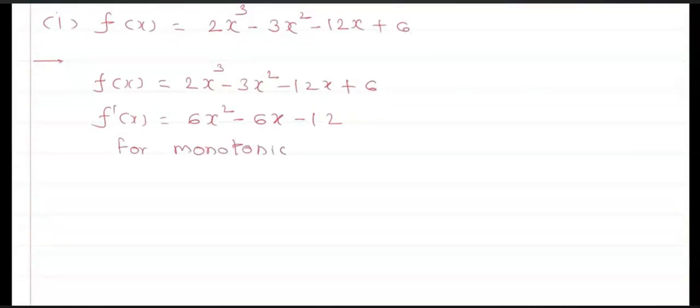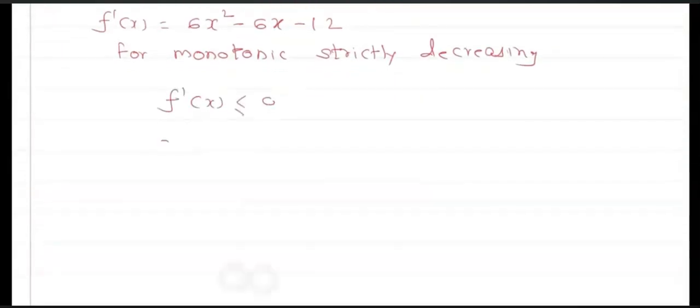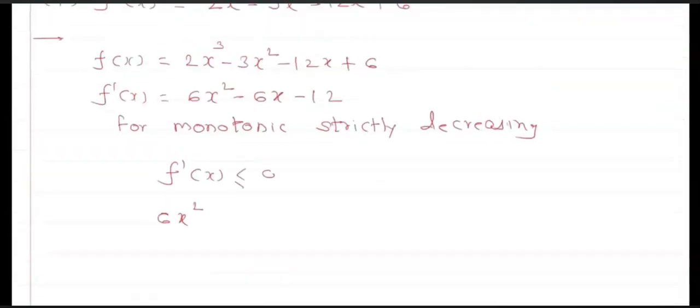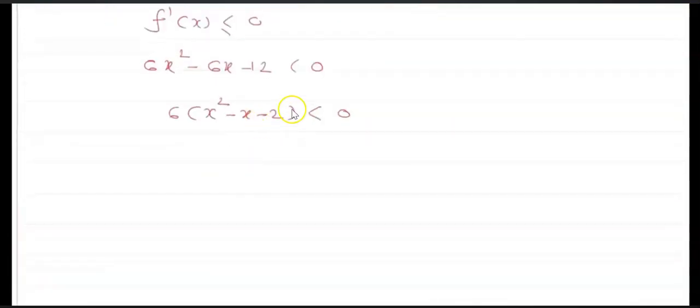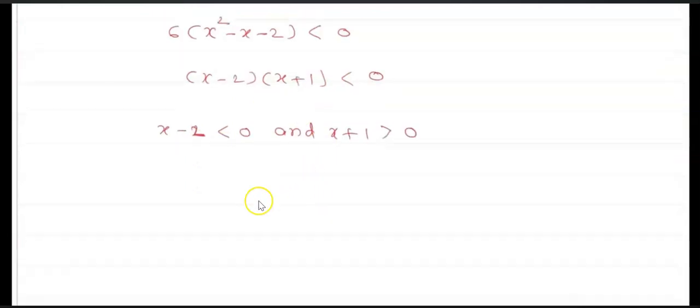For monotonically decreasing, it's not less than or equal to, it is strictly less than 0. This is for only the decreasing. That's why I am writing here that 6x squared minus 6x minus 12 is less than 0. Take 6 as common. x minus 2 and x plus 1, as the product of these two is negative, one is negative, another is positive.